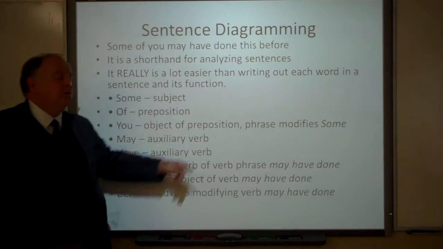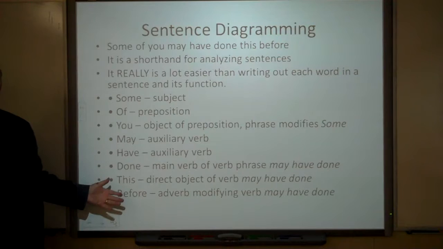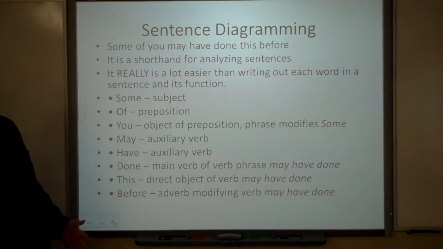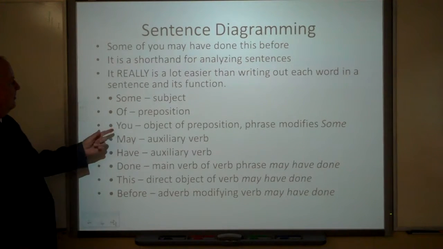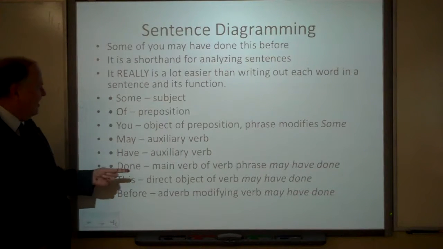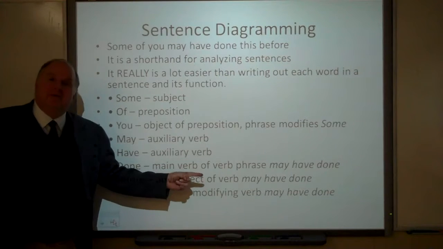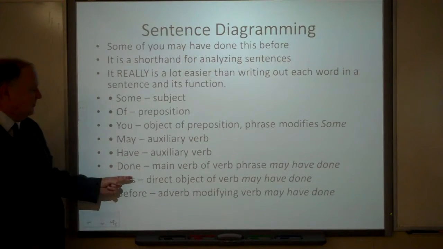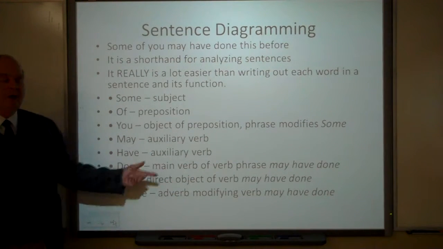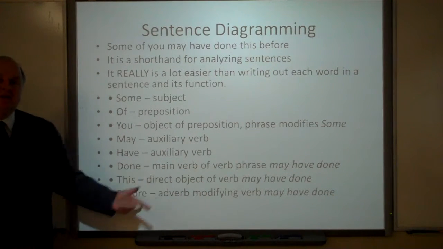Some of you may have done this before. Okay, if you were writing out what each word was, you almost have an essay just to analyze one or two sentences. Some is the subject, of is the preposition, you is the object of the preposition. The prepositional phrase modifies the word some. May and have are auxiliary verbs. Done is the main verb of the verb phrase, may have done. This is the direct object of the verb: may have done what? May have done this. Before is an adverb modifying may have done, answering the question when.